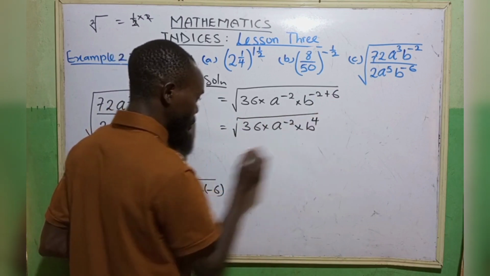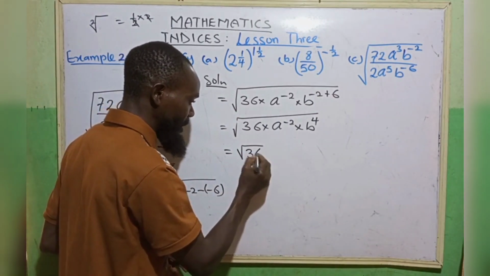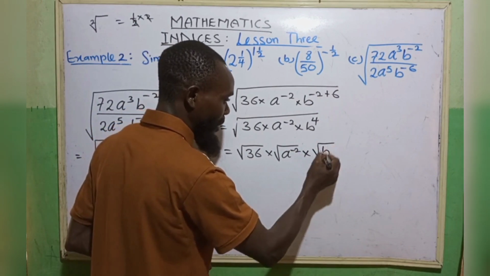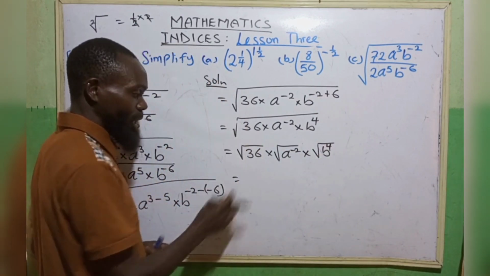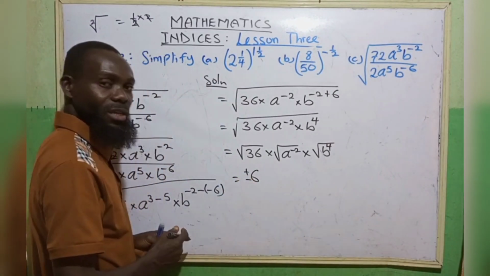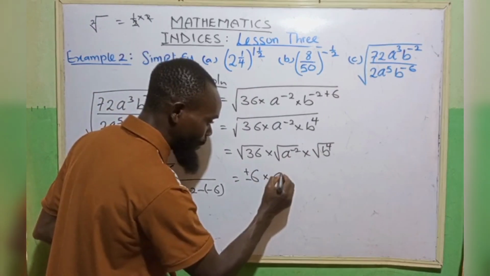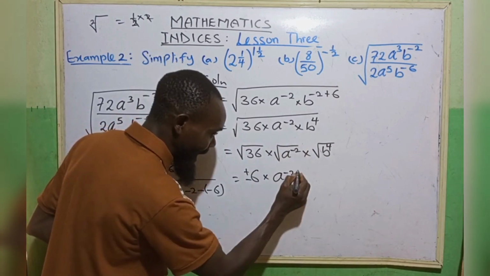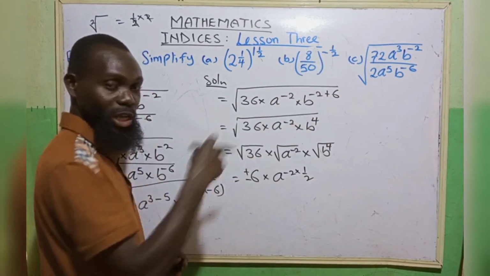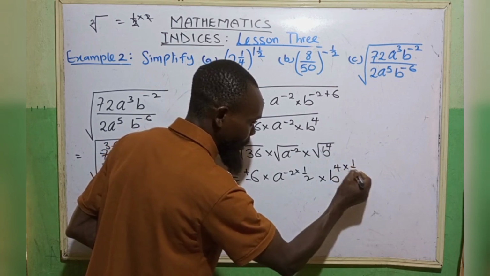Put your square roots. So we now have, this square root is for everything. Square root of 36 times square root of a raised to power minus 2 times square root of b raised to power 4. So when square root of 36, we have 6. So we have plus or minus. See, it is a perfect square. You can't find the square root of this, so we have a raised to power minus 2. This square root means times 1 over 2. Don't forget, 1 over 2 initially is the one that used to change to square roots. So we now have b raised to power 4 times this square root change to 1 over 2.